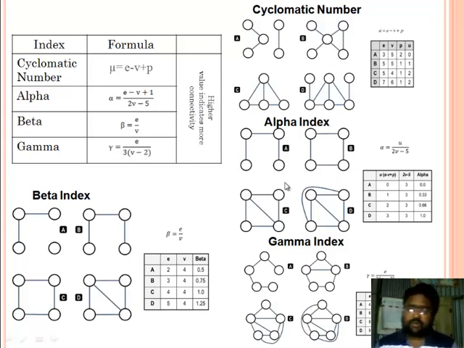Now we'll talk about the beta index. It is the ratio of the total number of edges to the total number of vertices. The formula is E divided by V.